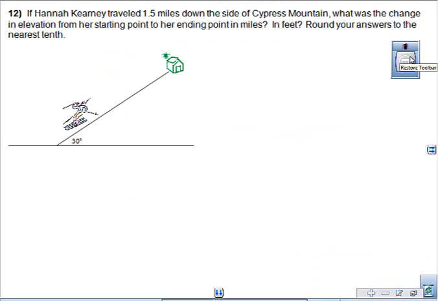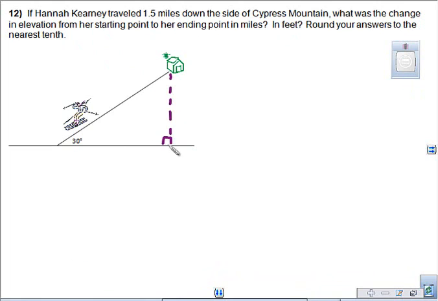Alright, this one says that Hannah's traveled 1.5 miles down the side of Cypress Mountain. What is the change in elevation from her starting point to her ending point in miles? And then it also asks for it in feet. Round your answer to the nearest tenth. Okay, change in elevation, that's straight up and down. They're looking for this vertical distance.